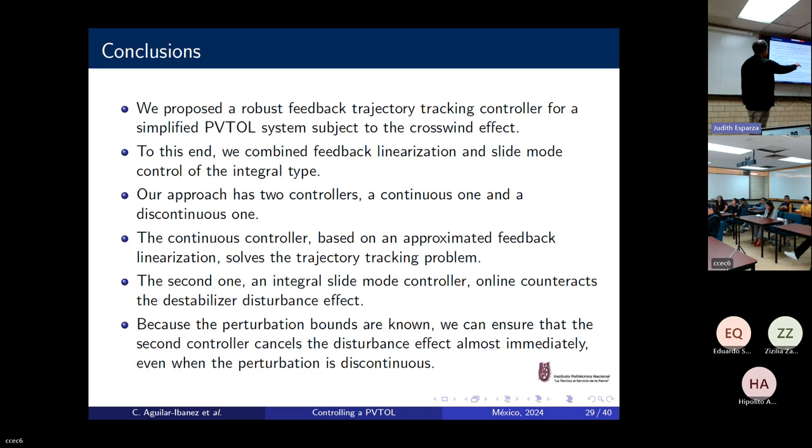The continuous controller solves the trajectory problem. The second is for the unmatched perturbations. Because the perturbations are bounded, we can ensure that the second controller can reject the disturbance, also by supposing that the bound exists. In a real system, that is acceptable, but not if you are dealing with hurricanes or something like that. In this case, you are supposing that the motors are able to deal with these perturbations.